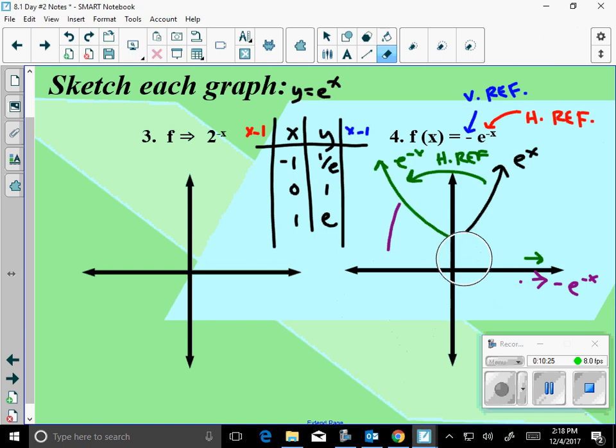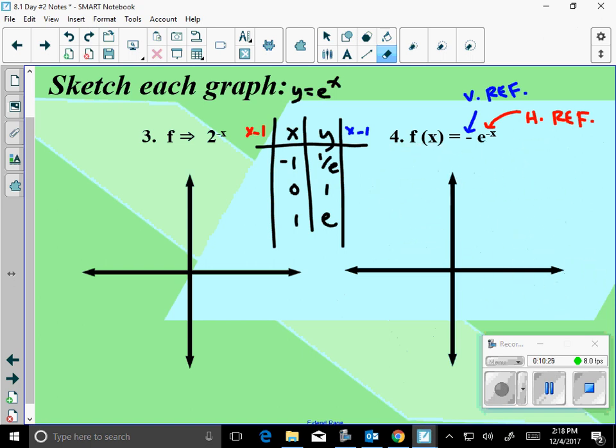So let me show you in a different way here. You have options here, guys, but the thing you need to do is be accurate with your values. If I multiply by -1, I get 1, 0, -1. If I multiply this by -1, I get -1 over e, -1, and -e.